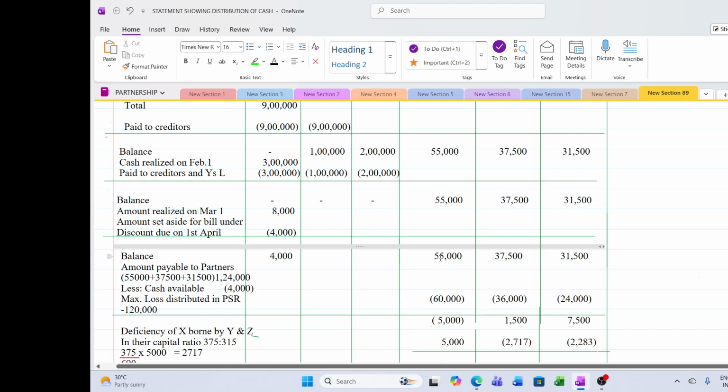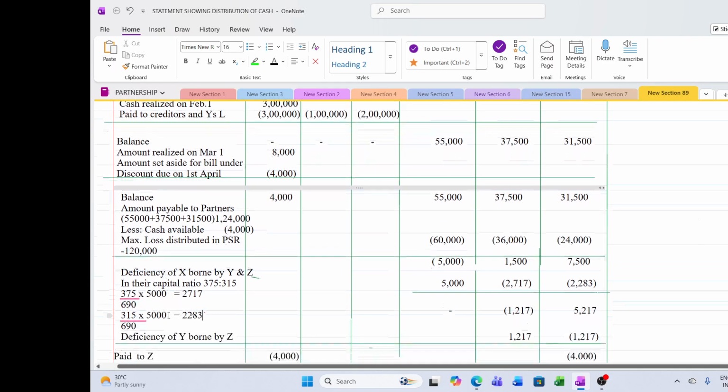Now see here, we have to make payment of 55,000 and the loss comes still more, 60,000. So still there is a loss of 5,000, but these two are having a plus figure. This total also comes to 9,000, but we are having only 4,000. So first of all, this deficiency will be met by these two people in their capital ratio. What is their capital ratio? 375 is to 315. The double zero, we will ignore it. So 690 total. So 375 divided by 690 into 5,000.